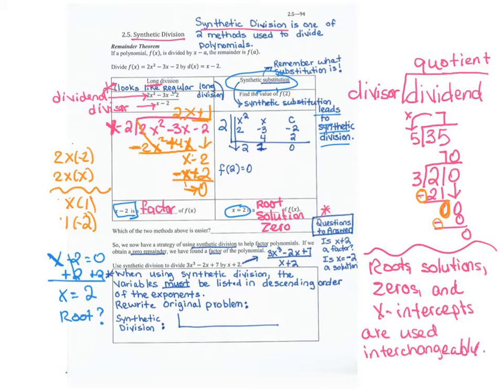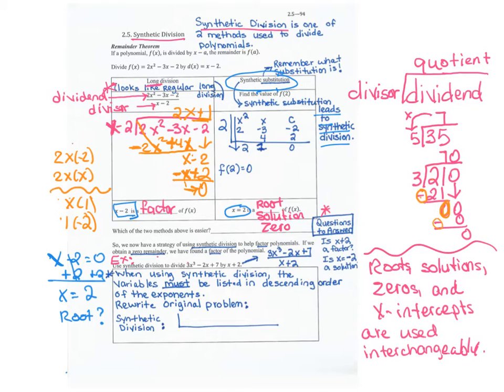Now right here, we have a note. It says, so we now have a strategy of using synthetic division to help factor polynomials. If we obtain a 0 remainder, which we talked about above, we have found a factor of the polynomial. So this example says to use synthetic division to divide 3x cubed minus 2x plus 7 by x plus 2. Well, to write that out in division form with a fraction bar, we would put 3x cubed minus 2x plus 7 in our numerator divided by x plus 2 in our denominator. And again, the question we're going to answer is: is my divisor of x plus 2 a factor of that polynomial?